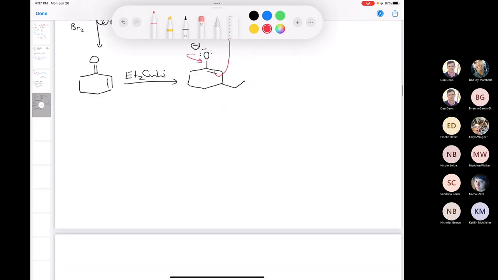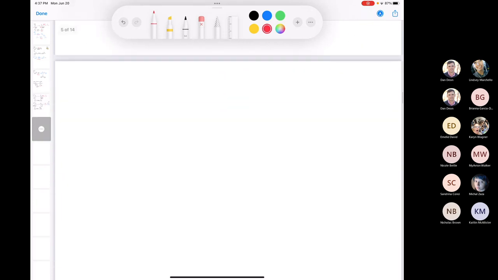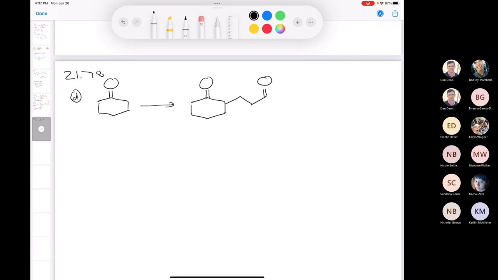The next one is doing a Michael addition using a ketone. And we don't think of a ketone as a Michael donor, but this is 21.78D, where we start with cyclohexanone, like this, and we want to make this compound. We have 1, 2, 3, there we go, like this. So again, a ketone is not a Michael donor, okay? It is not a Michael donor. If you have, let's say, a 1,3-dicarbonyl, yeah, if you deprotonate that, like this, that's a Michael donor.